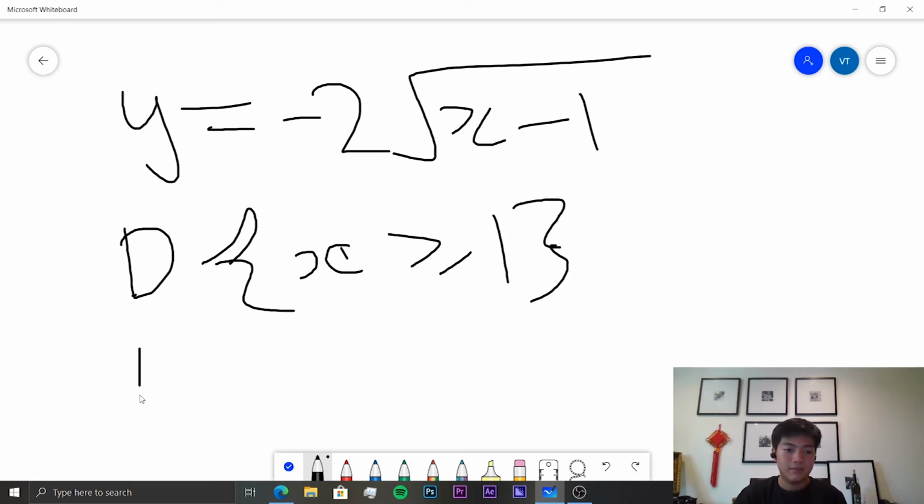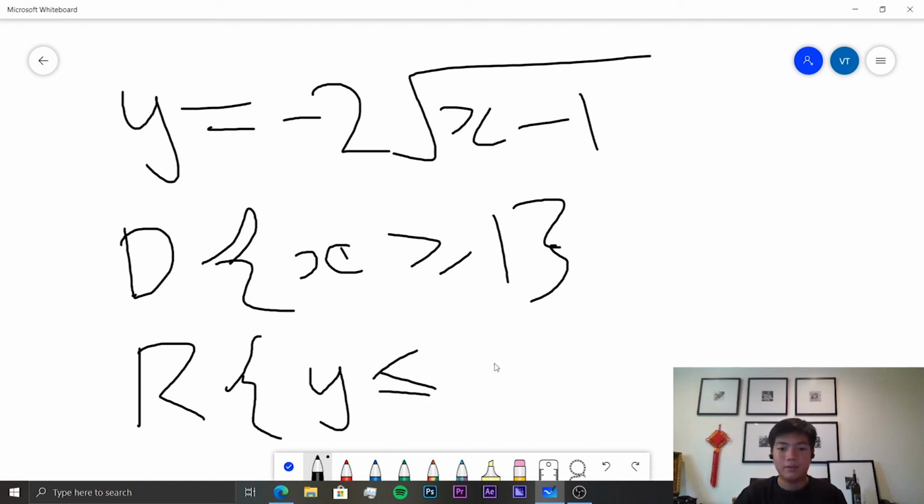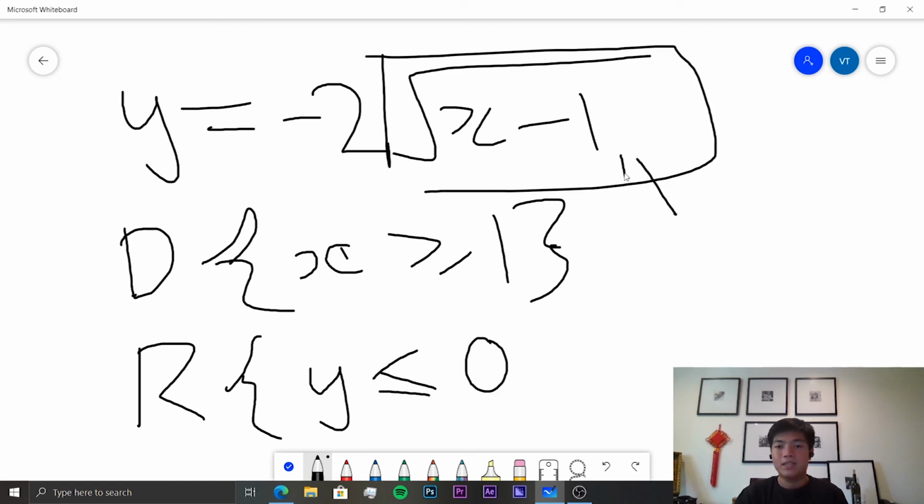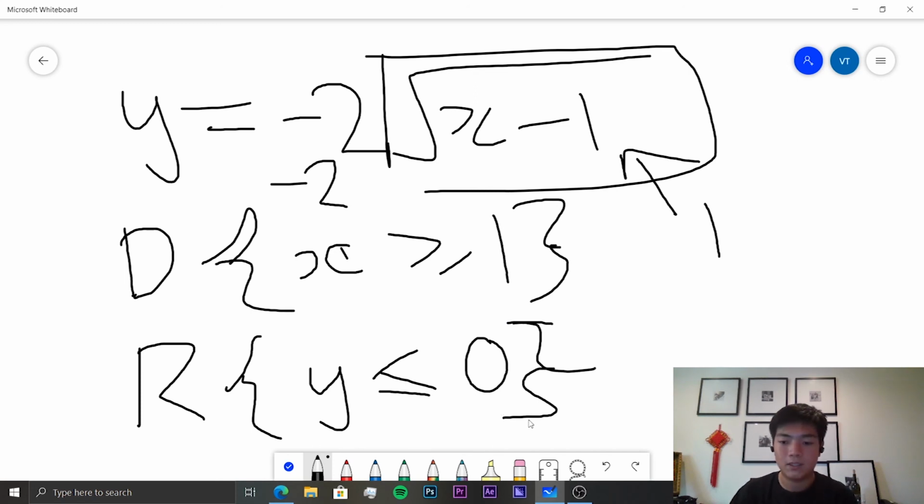The range is a bit different, however. As you can see, it's the negative 2 in front. The least value that the square root can have is 0, but since it's multiplied by negative 2, this time the range will actually be y less than or equal to 0. If the x minus 1 part is greater than 0, say it's 1, then the value of y will be negative 2. And so there will be no positive values of y for this function.